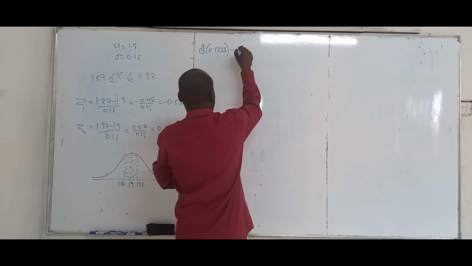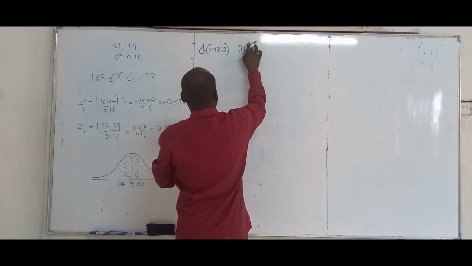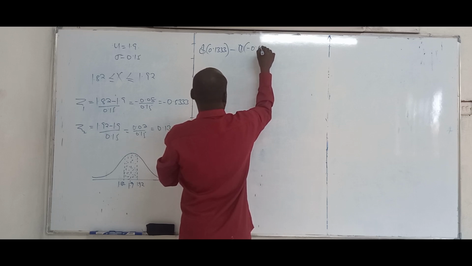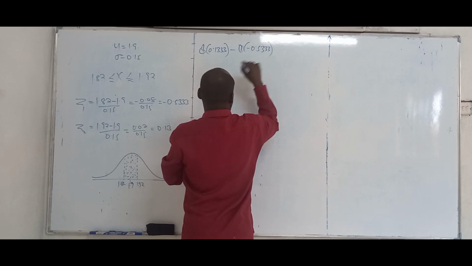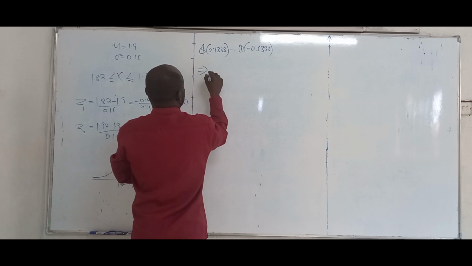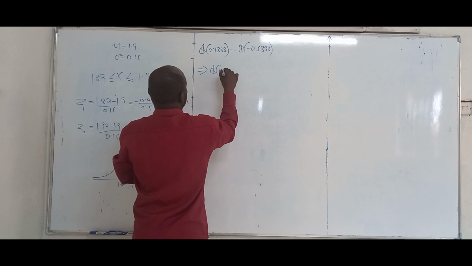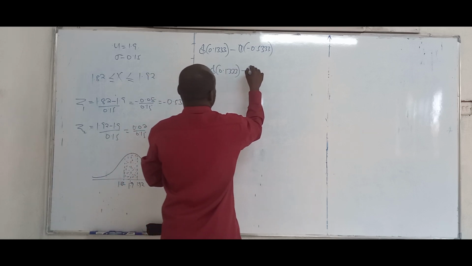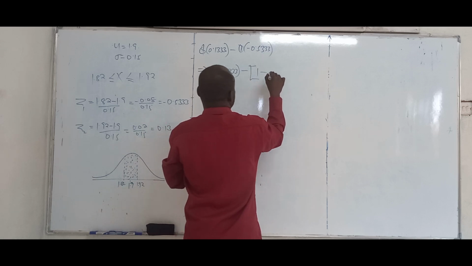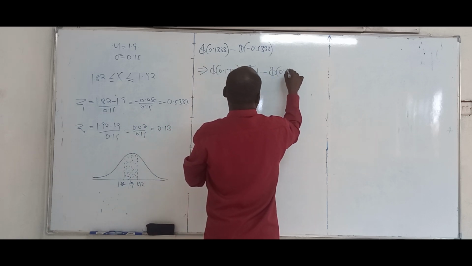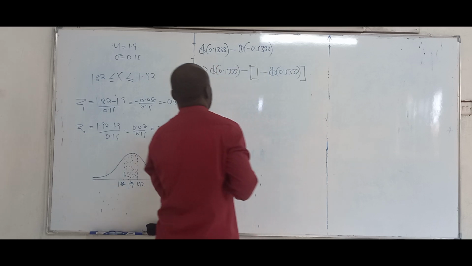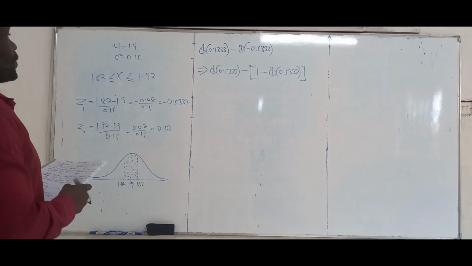So it's minus phi of negative 0.5333. This implies that we have phi of 0.1333 minus 1 minus phi of 0.533, like that. That's what we have.